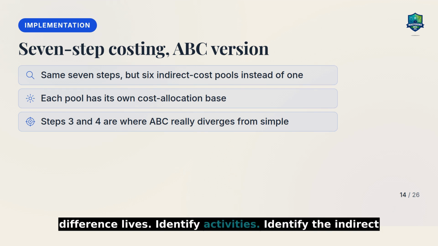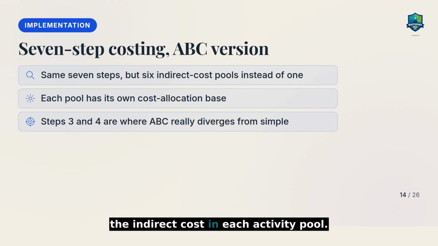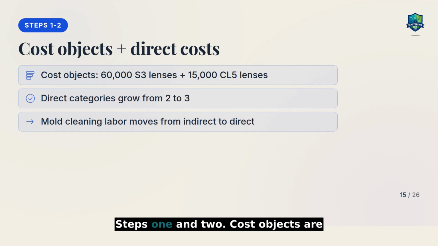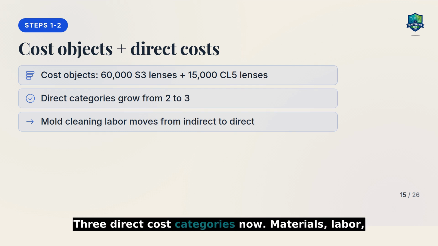Identify activities. Identify the indirect cost in each activity pool. Steps 1 and 2. Cost objects are the 60,000 S3 lenses and the 15,000 CL5 lenses. Direct costs grow under ABC because mold cleaning labor moves out of indirect and into direct. 3 direct cost categories now: materials, labor, and mold cleaning.